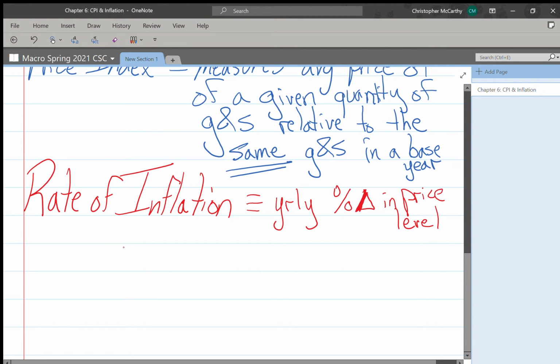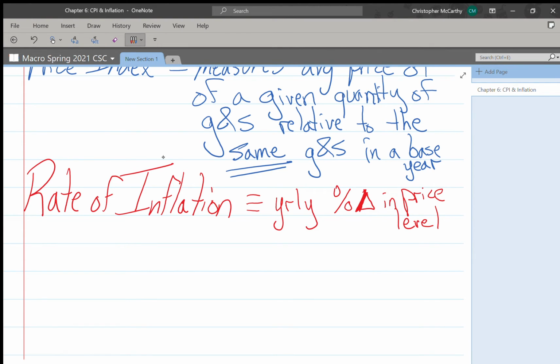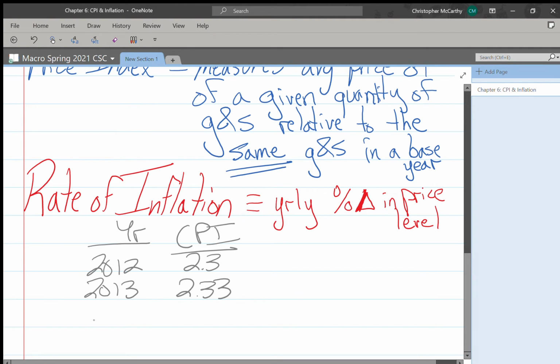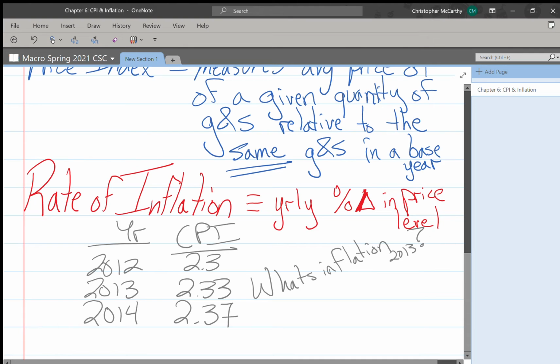So, every single year we have different CPIs for each particular year. So in 2012, the CPI was 2.3. In 2013, the CPI was 2.33. In 2014, the CPI was 2.37. So it's growing, right? That's the tendency. Inflation tends to be positive, right? The price level tends to increase. So when we're asking what's the inflation in year 2013, how would we calculate something like that?